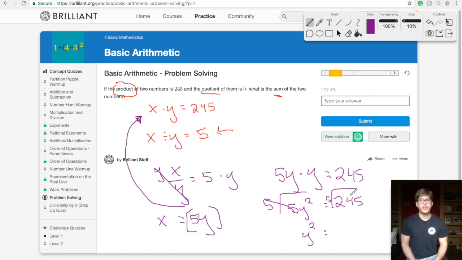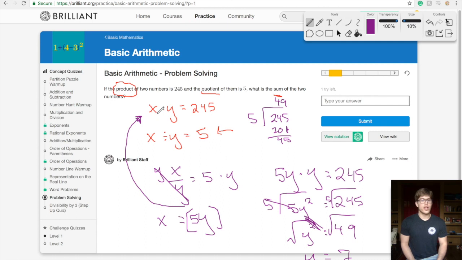And then for 245 divided by 5, let's go up here where we have some more space and solve this problem. 5 goes into 24 4 times. 5 times 4 is 20. Subtract, we get 4, bring down our 5. 5 goes into 45 9 times. So 245 divided by 5 equals 49. So y squared equals 49. Now we can take the square root of both sides. Our squared and our square root will cancel, leaving us with y equals 7. So y equals 7.